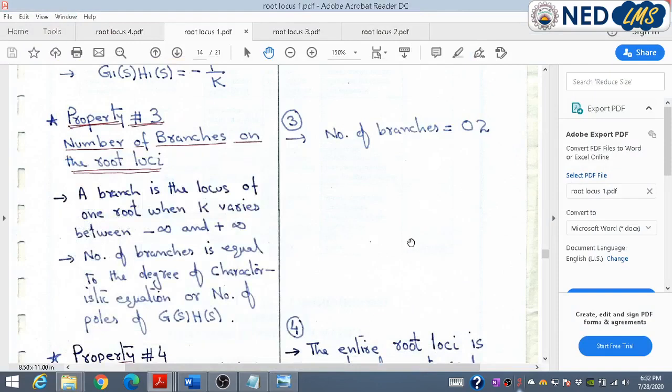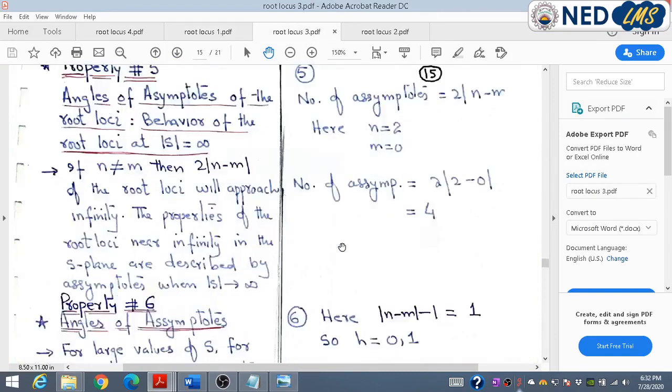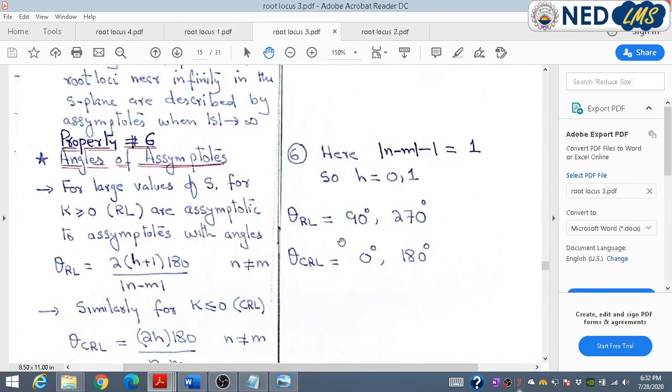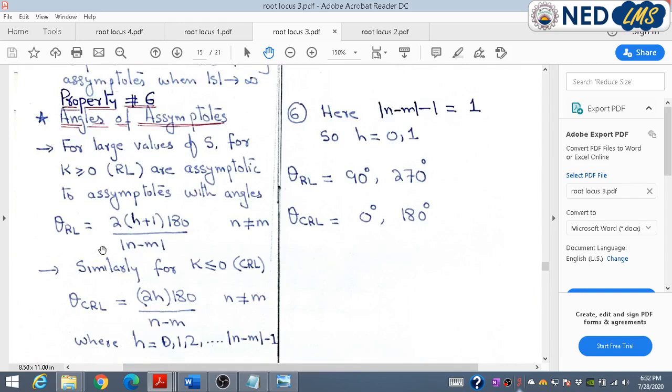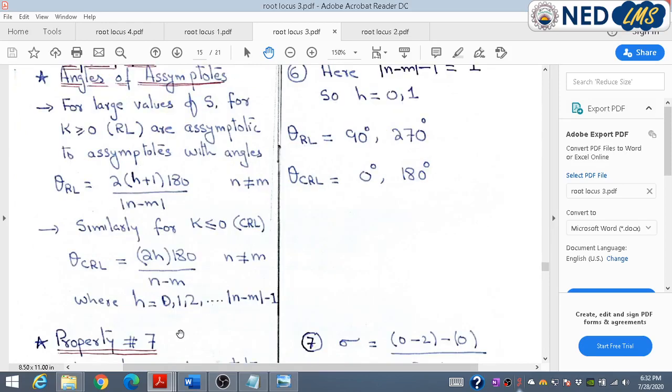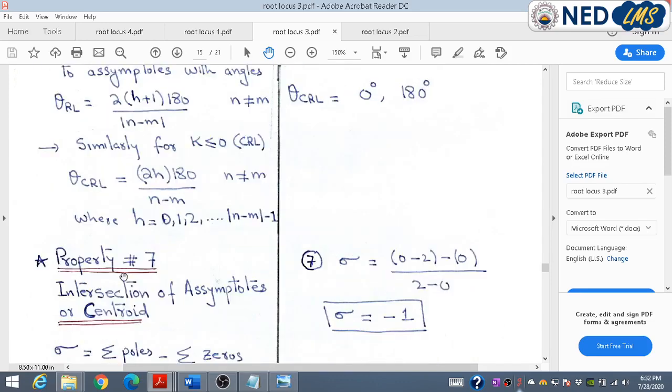So how can the positive and negative infinity points be marked? These 2 points can be marked with the help of the asymptotic angle. The angle of asymptotes for RL is 90 and 270 degrees, and the angle of asymptotes for CRL is 0 degree and 180 degrees. We have to plot these 2 angles with the help of property number 7, which gives us the intersection of the asymptotes, which is at -1.